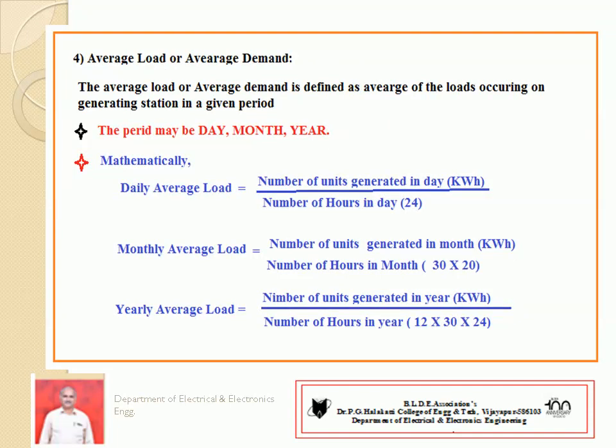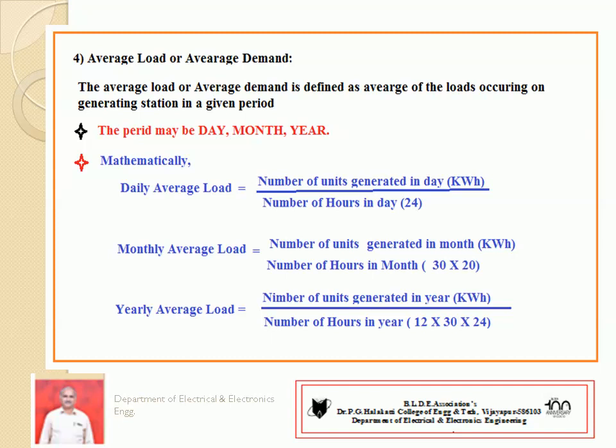Then average load or average demand. It is the average of the load occurring on a generating station for a particular period. Already we plotted the different loads versus time. The average value of that is known as average load or average demand. It also depends on the time you are plotting, for 1 day or for 1 month or 1 year. Daily load curve, how we are considering this average load also with respect to that.